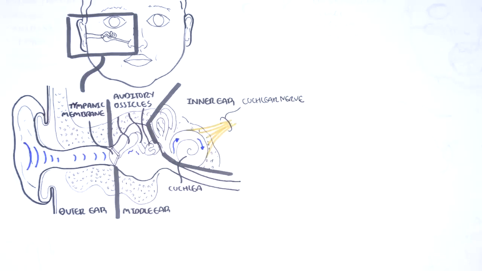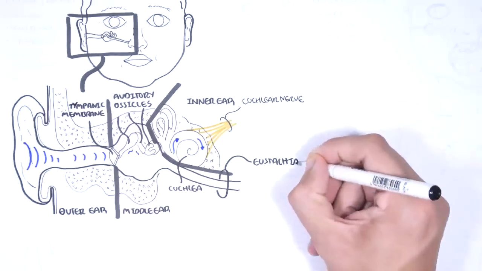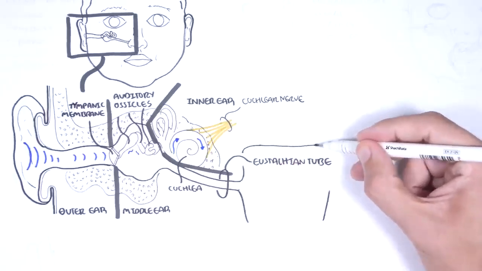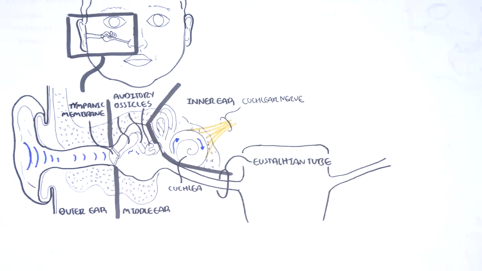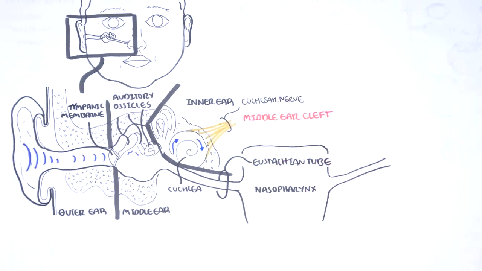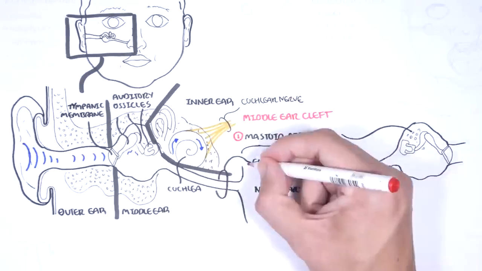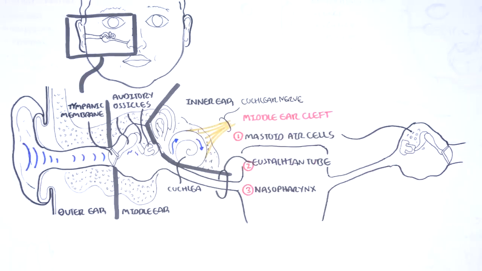The eustachian tube is the connection between the middle ear and the nasopharynx, or the nasal cavity. The middle ear cleft is made up of the mastoid air cells posterior to the middle ear cavity, the eustachian tube, and the nasopharynx. The middle ear cleft can be thought of as a miniature lung. These areas involved allow for ventilation and pressure equalization, and any issues that occur within these areas can result in middle ear pathologies.